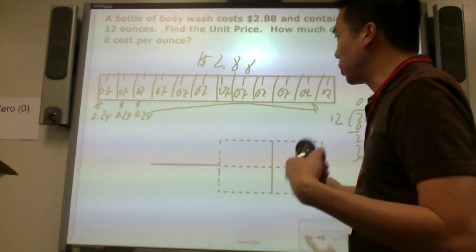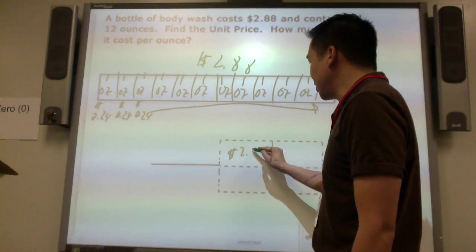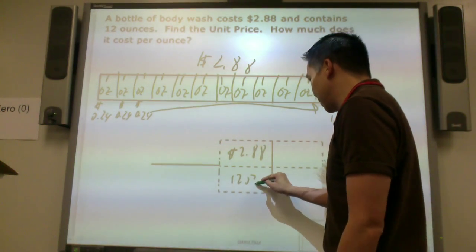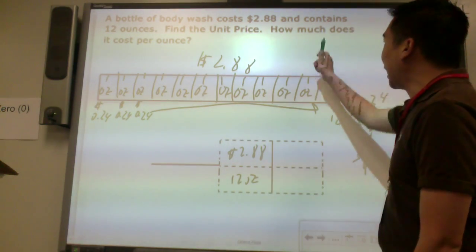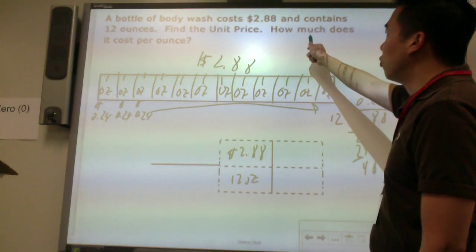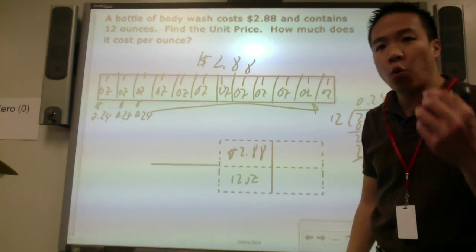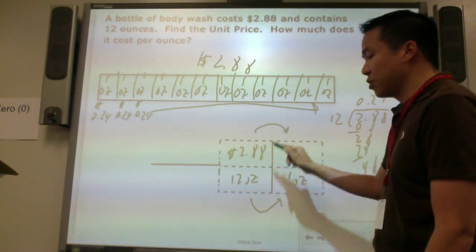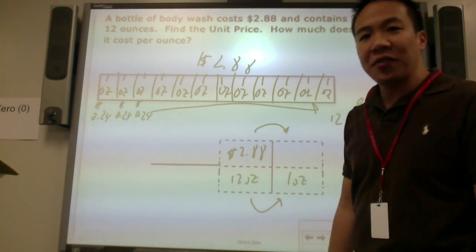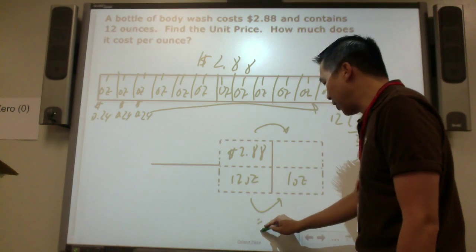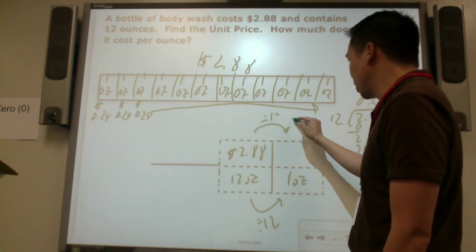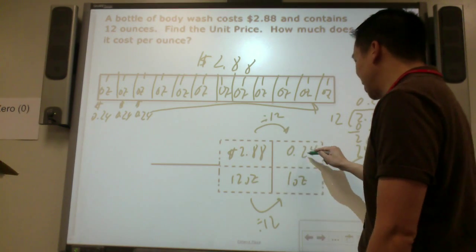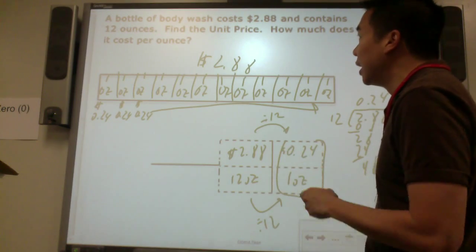One way to do it. Some people like the box method. $2.88 for 12 ounces. I need to know the cost for per ounce, for 1 ounce. So how do I break it down, what's the scale? How do I break it down from 12 ounces to 1 ounce? I divide by 12, divide by 12, and I get 24 cents for 1 ounce.